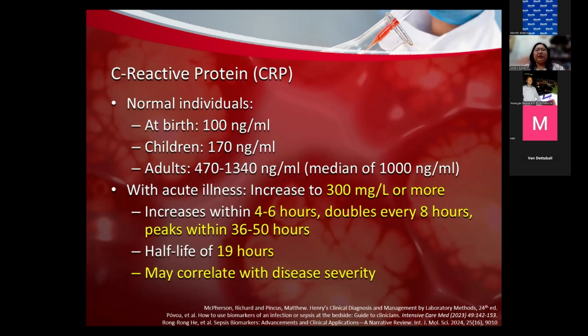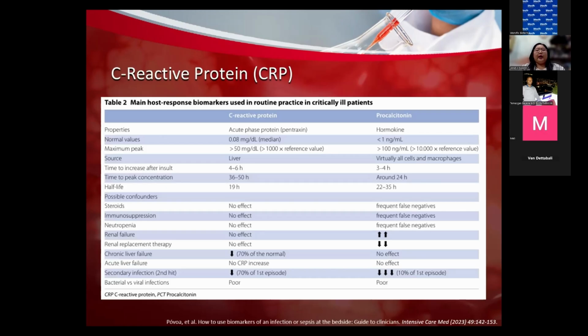disease severity. So as we can see in this table, it compares C-reactive protein and another most commonly used host response biomarker, which is procalcitonin. In contrast to procalcitonin, CRP is not affected by steroids, neutropenia, renal failure, or renal replacement therapy. However, there may still be some confounders, such as since it is being synthesized in the liver, there may be false negative results in chronic liver failure, where CRP is seen to decrease around 70% of the normal.